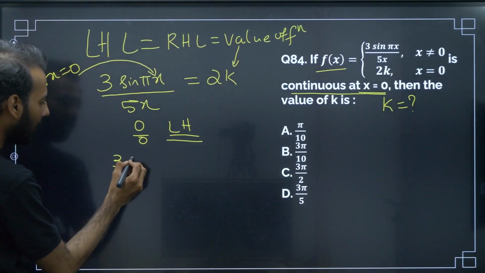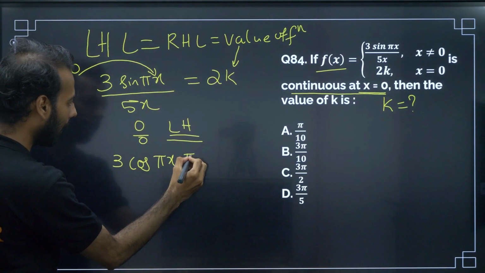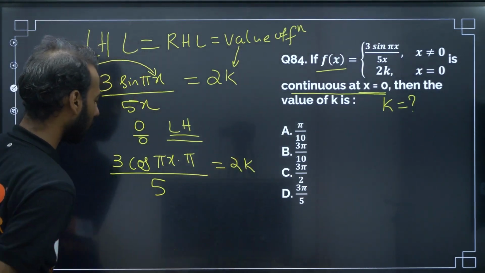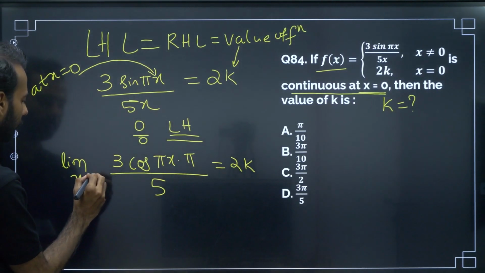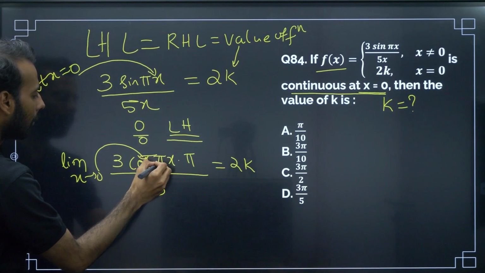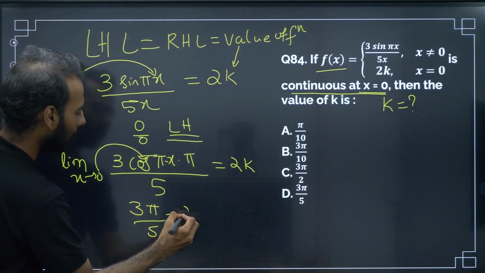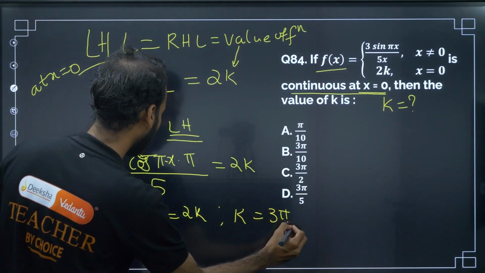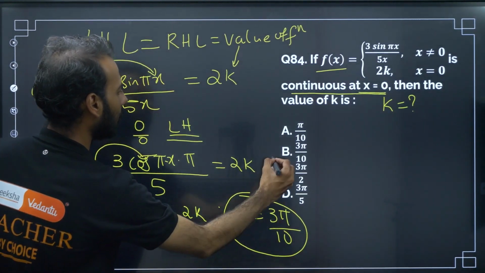So this becomes 3, I am keeping as it is, cos pi x dot pi divided by 5, is equal to 2k, that I am keeping as it is. Now if I place 0 here, this becomes cos 0 is 1, 3 pi by 5 is equal to 2k. So k is equal to 3 pi by 10. So B is the answer for this.